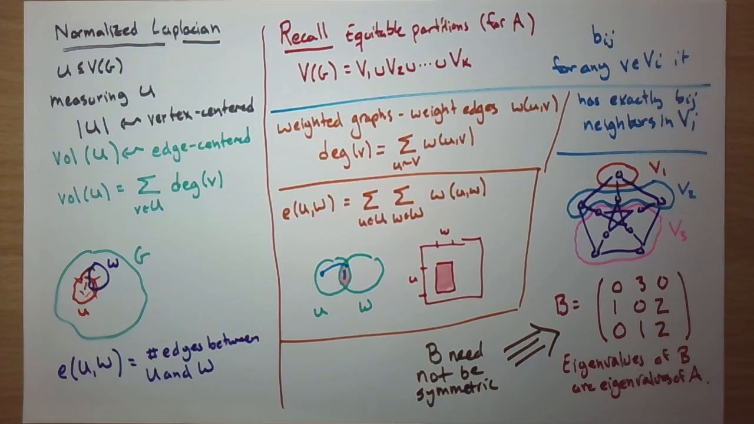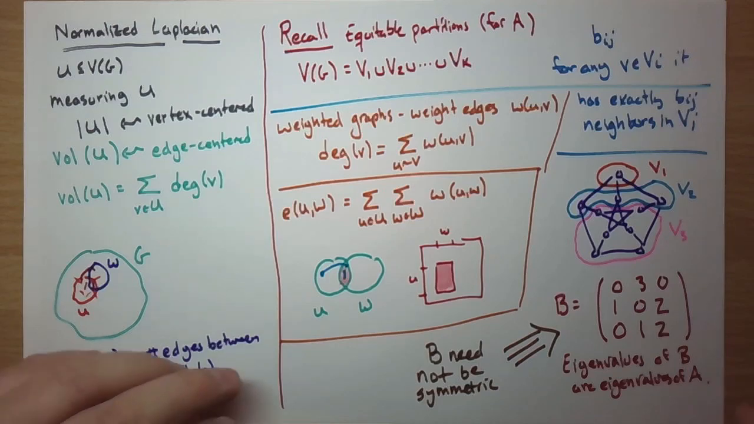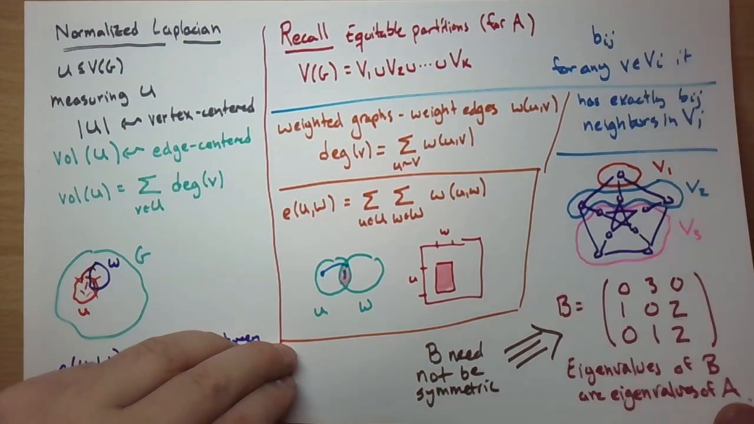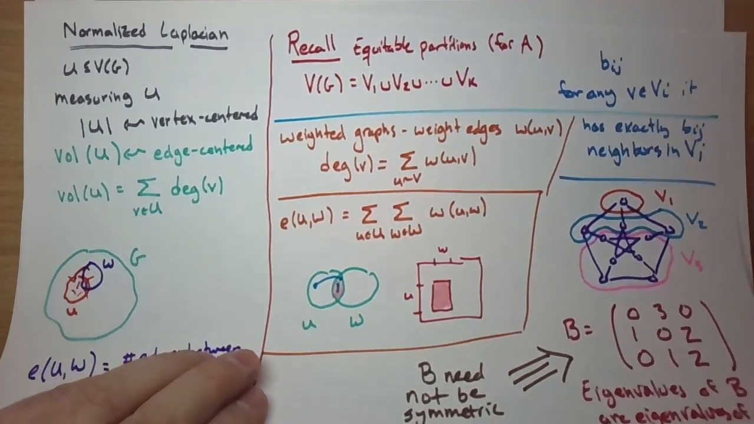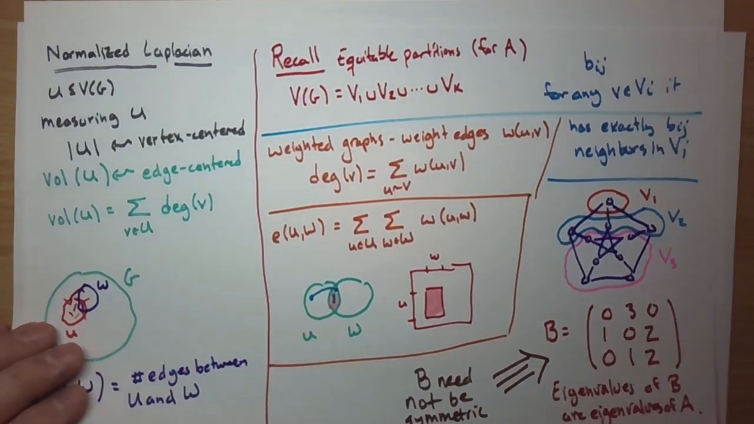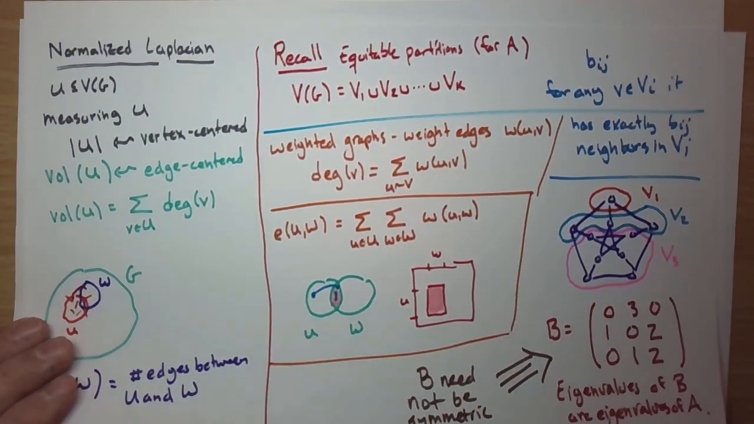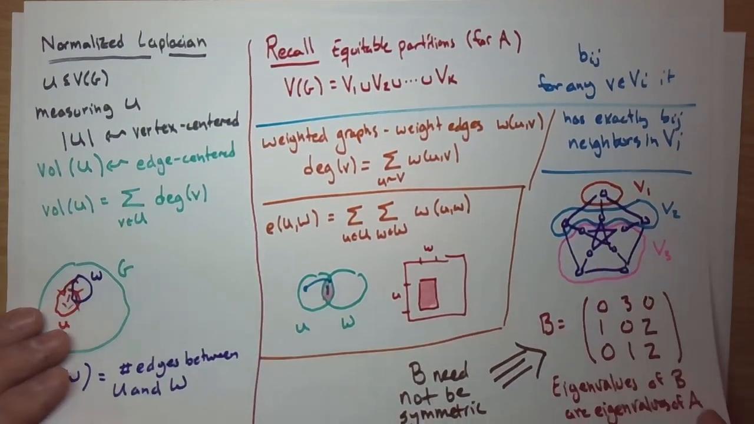And so what we're going to do is we're going to do equitable partitions again, but now for the normalized Laplacian, and we're going to do it in a different way, in a way where we do get to preserve symmetry. Okay. So, are we good with equitable partitions for A? All right, we're going to come back and draw this same picture in a few minutes, and we're going to talk about it. So, here's the idea.